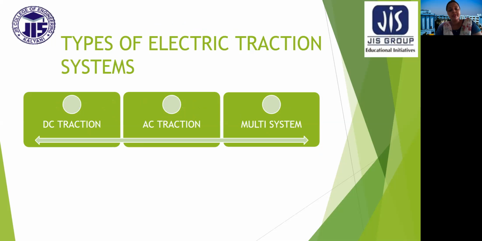Now, types of electric traction. There may be three types of electric traction system. According to the supply and the motor being used, these types have been classified. So these are DC traction, AC traction, and multi-system.